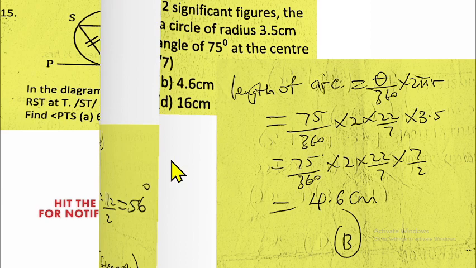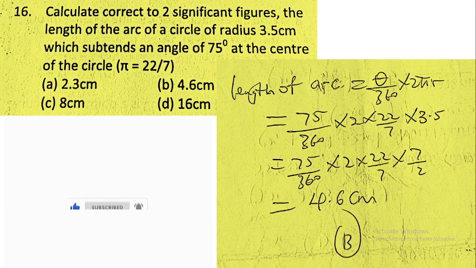Question number 16 now is the next question we have to solve. Calculate, correct to two significant figures, the length of an arc of a circle of radius 3.5 centimeters which subtends an angle of 75 degrees at the center of the circle. Pi is 22/7. So the length of an arc is theta over 360 times 2 pi r. We already know the angle given, which is 75 over 360 times 2 times 22/7, being the pi, and the radius is 3.5, which is 7/2. Then if you simplify that further with your calculator, that should give us 4.6 centimeters as your answer, and option B is the correct option for that.